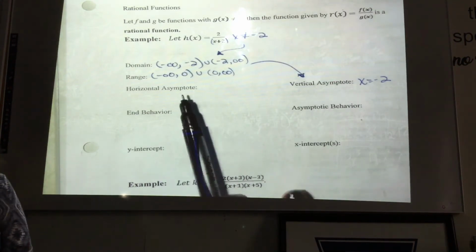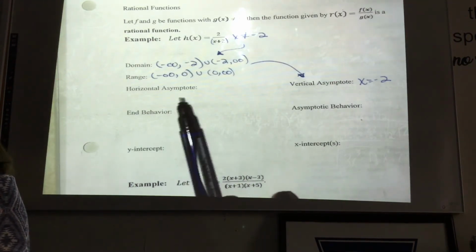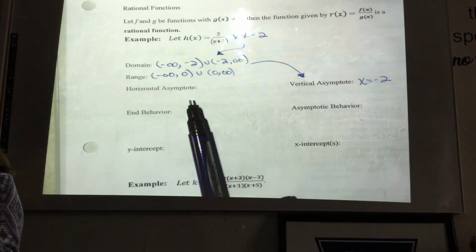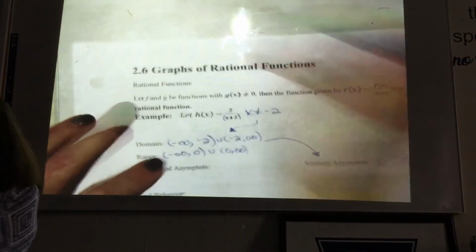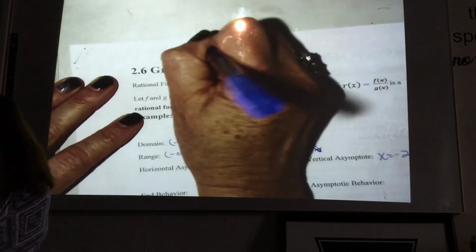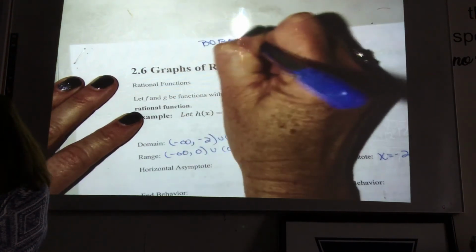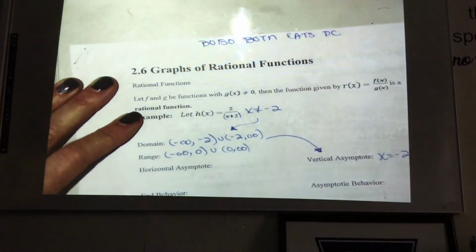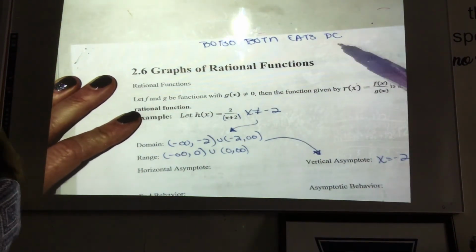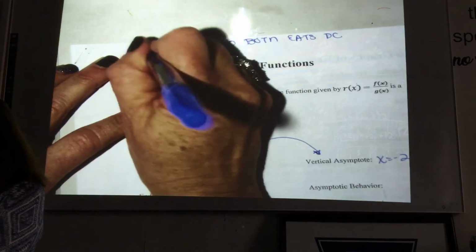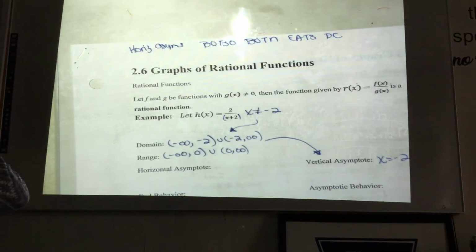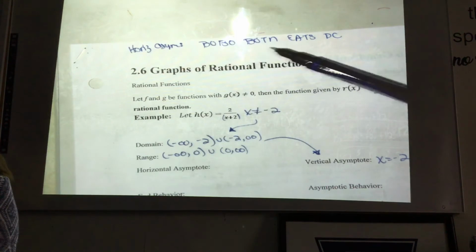Horizontal asymptote. What's the crazy little thing that we learned about horizontal asymptotes? What's that acronym? This will be the best thing that you have ever learned in your entire life. Wait, what is it? Bobo Botten eats DC. This has to do with my horizontal asymptotes. Bobo Botten eats DC.